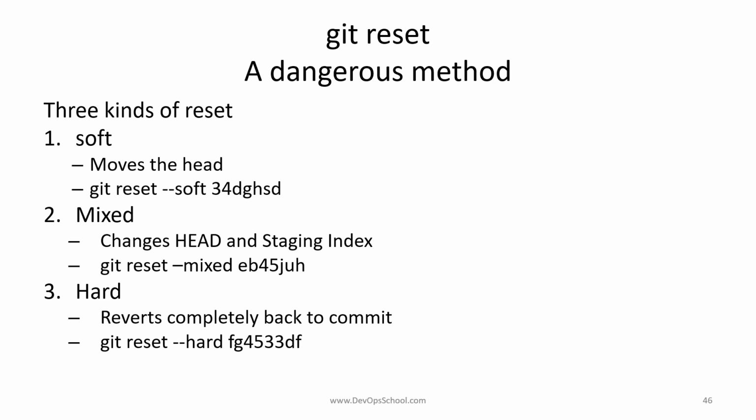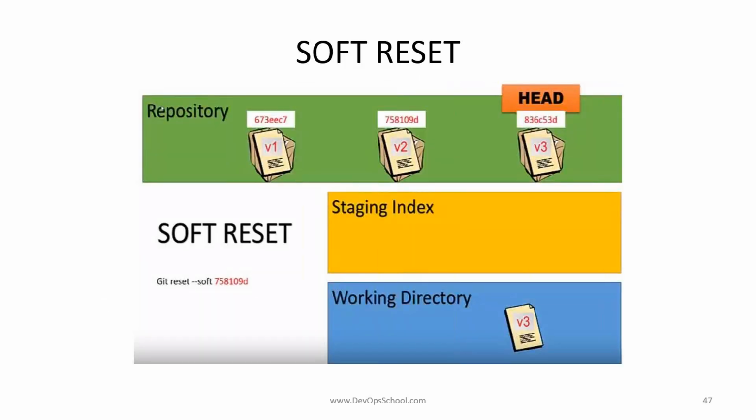How does it work? Let's look at this through an image. Look at this image very carefully. You have a working directory, the file which is of v3. Staging index is empty because you have committed. Now in the repository, you have v1, v2, and v3. So right now v3 you have in the working directory, which is committed, and also in the repository. Are you okay with this image so far?